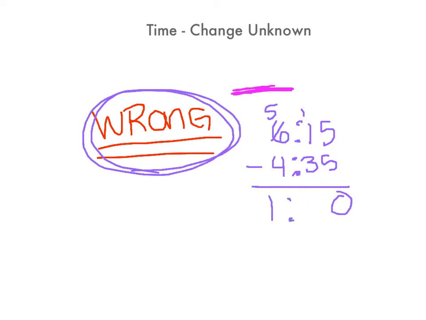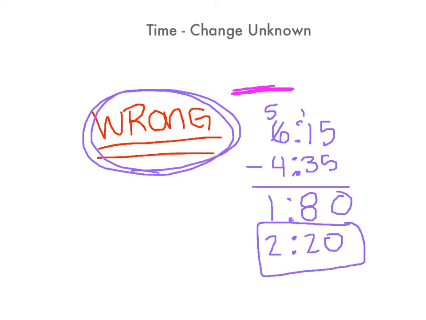11 minus 3: 3, 4, 5, 6, 7, 8, 9, 10, 11. And that's what they get. An hour and 80 minutes? That's what they get. And then they're like, well, 80 minutes is an hour with 20 minutes. So then they bump it up to that, and this is the answer that they get. That's wrong.